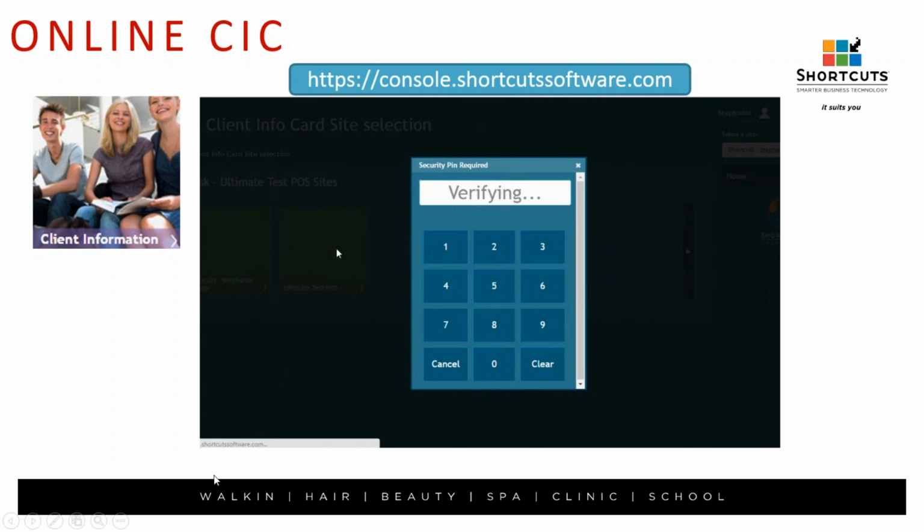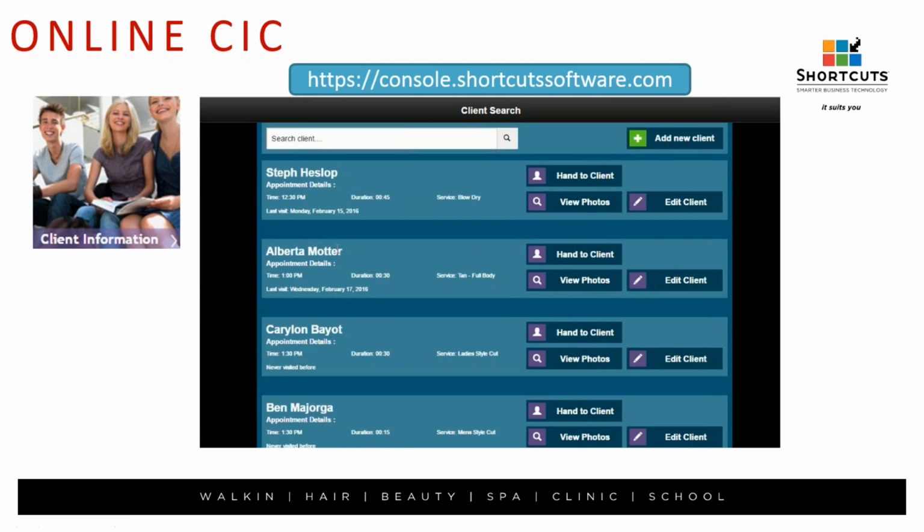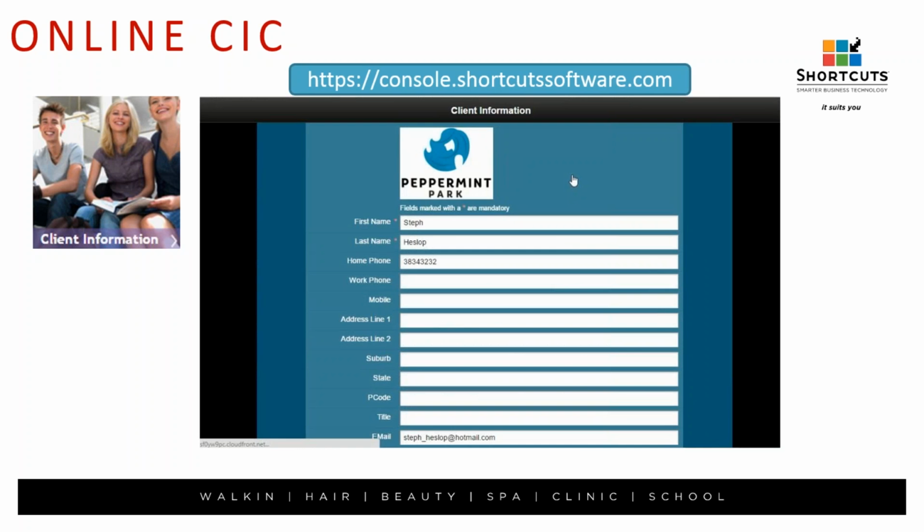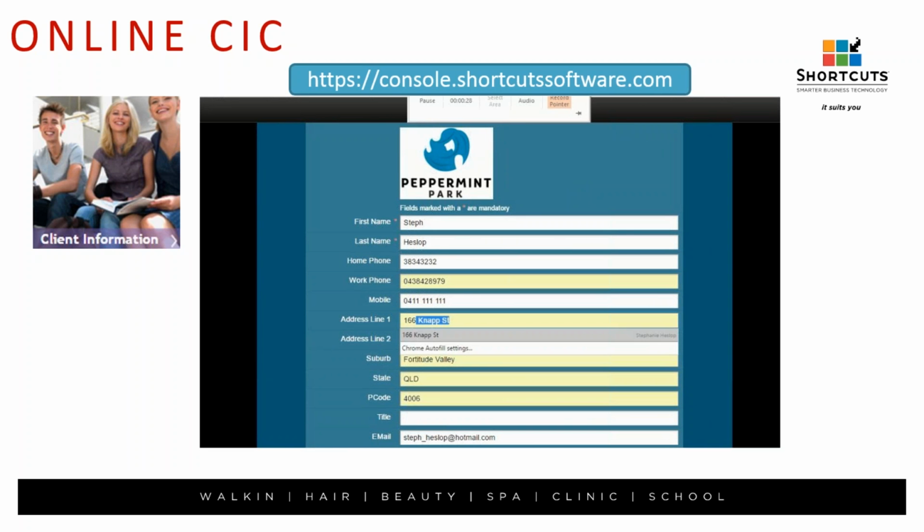We're going to watch a little video here. We need the PIN number to get in, and you can see it shows all the clients from the day. I can search for a client as well or add a new client. If I click hand to client and then hand it to my guest, you can see here that she can go through and update any information that she'd like that's available through here.